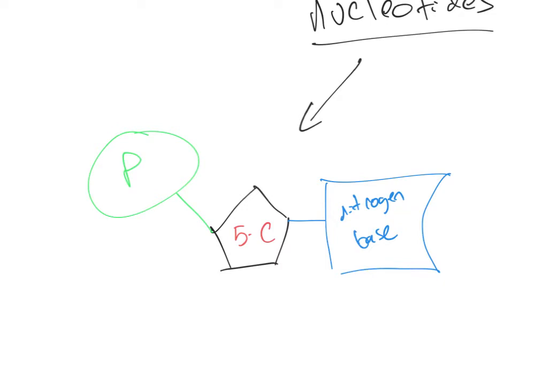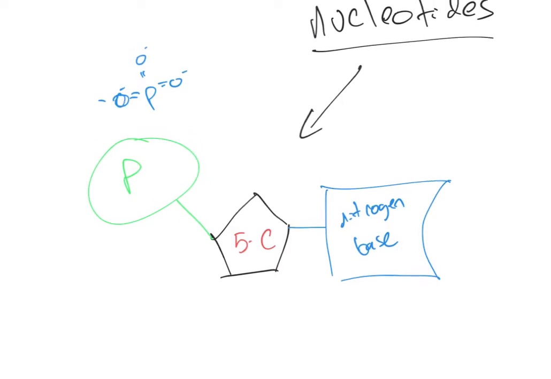A phosphate group is usually P and it's got 3 O's on it, and usually they're negatively charged, O negative. So there's three oxygen atoms on a phosphorus atom. That's your phosphate group. So this is our nucleotide.